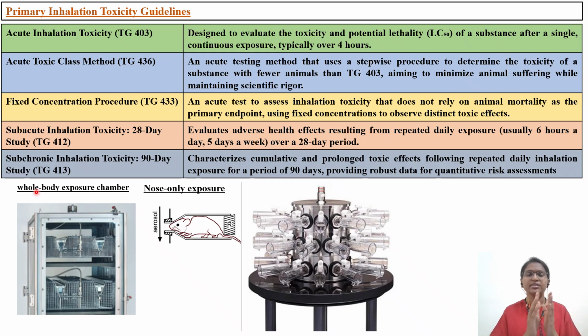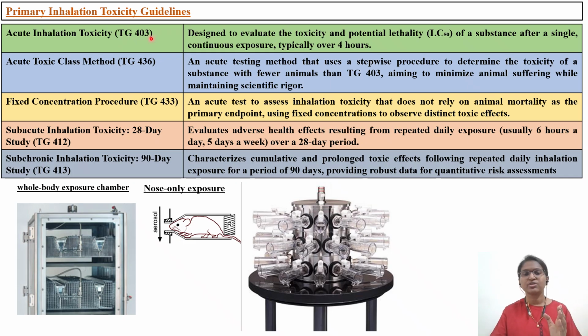Here in the case of inhalation, we have OECD guideline 403, which is acute inhalation toxicity. Then we have the acute toxic class method, that is OECD guideline 436, and the fixed concentration procedure, that is FCP, OECD guideline 433. Coming to repeat dose toxicology, you have to remember OECD guideline 412, which is for the 28-day tox study, and 413 for the 90-day tox study. I will very quickly go through the important features of each guideline.